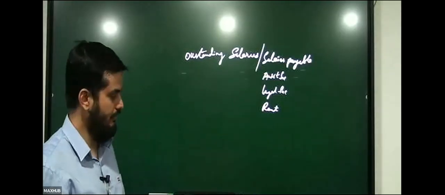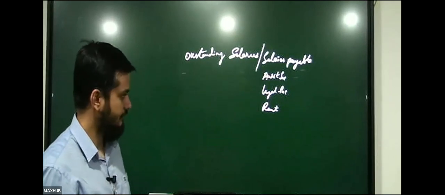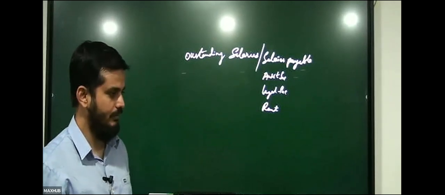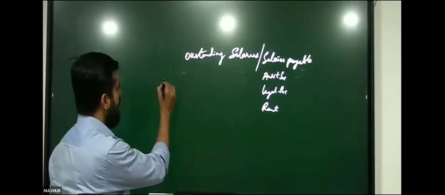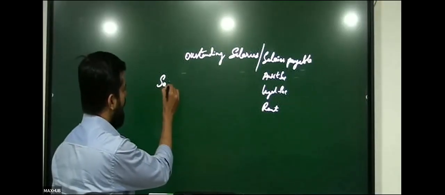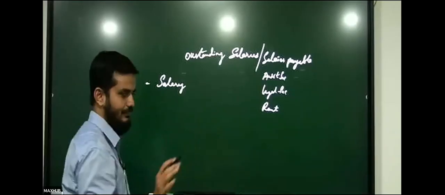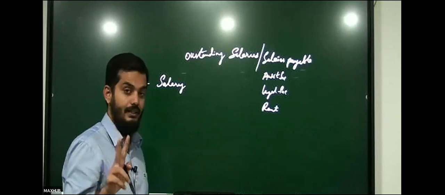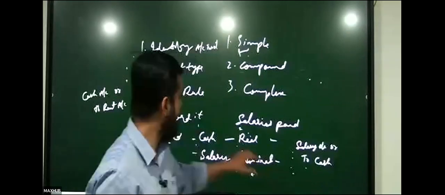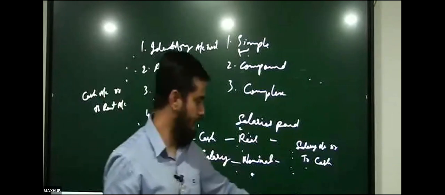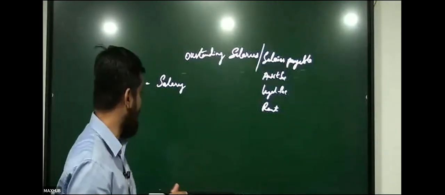Absolutely. Who is that? Can I know your name? Akram. Yeah, that's right. So you said salary account debit to salary paid. No, I'm not writing the journal entry. We are identifying, we are doing the first step here: identifying the accounts involved.